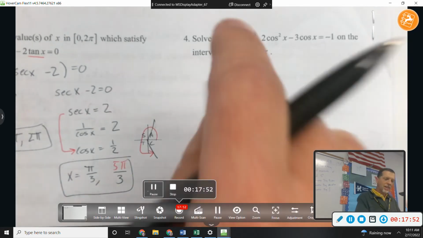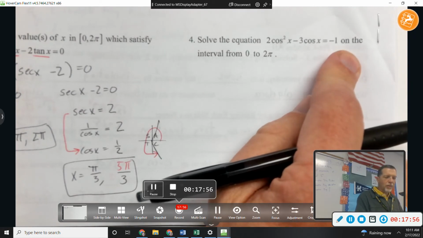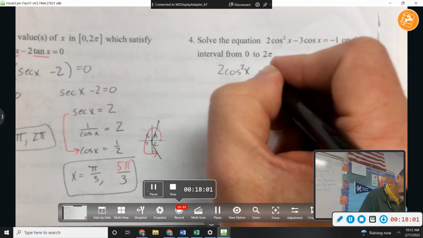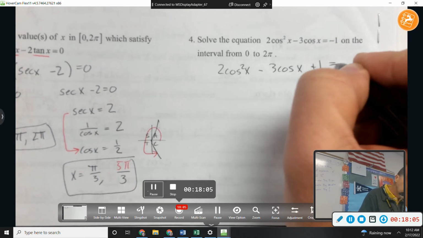I can't. Well, I could factor out a cosine, but then it's not equal to 0, so we need to make it equal to 0. So 2 cosine squared x minus 3 cosine x plus 1 equals 0.